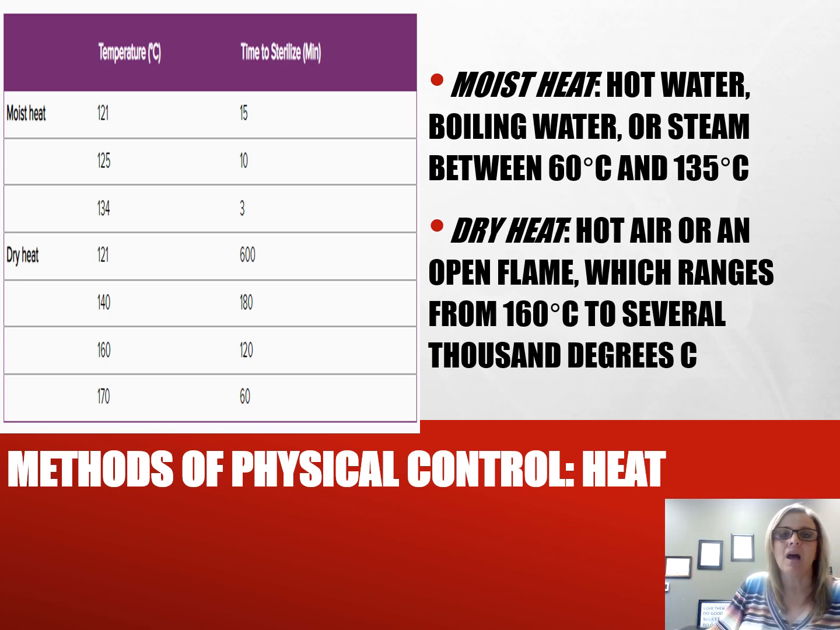Dry heat is going to be hot air or an open flame. And so you've got a higher degree of heat, 160 degrees Celsius to even several thousand degrees. This is going to dehydrate the cell, remove water that is necessary for metabolic reactions. It can denature proteins. It can increase the stability of some protein conformations, requiring higher temperatures. At very high temperatures, it can oxidize the cell and, of course, burn them completely to ashes. So it is more intense, but it is actually a little less efficient than moist heat.